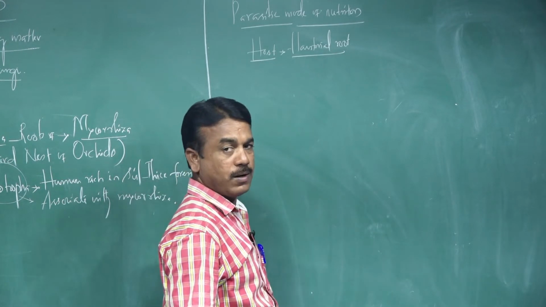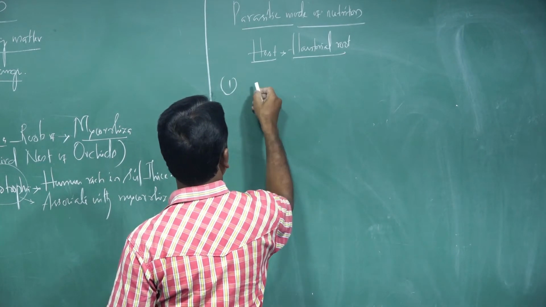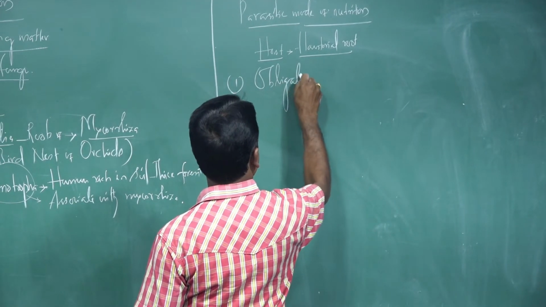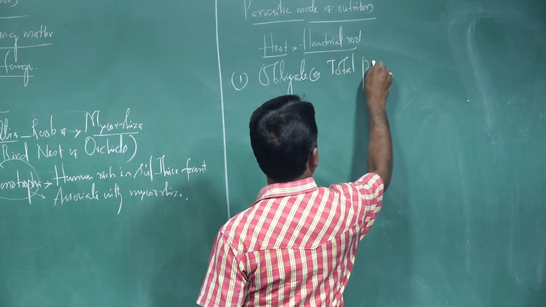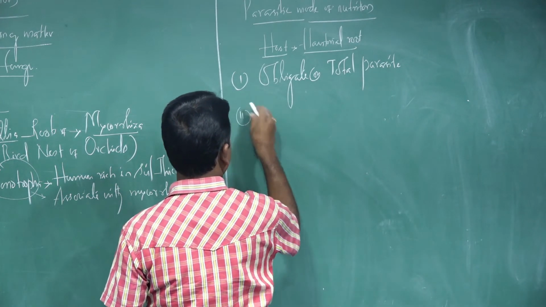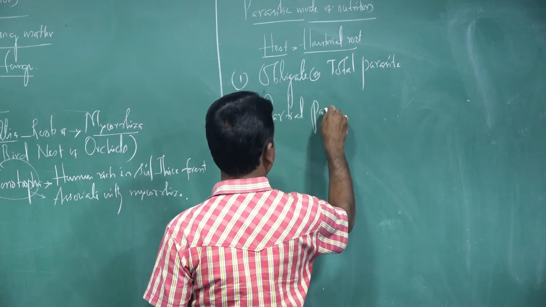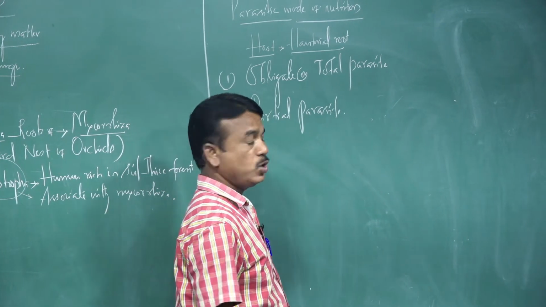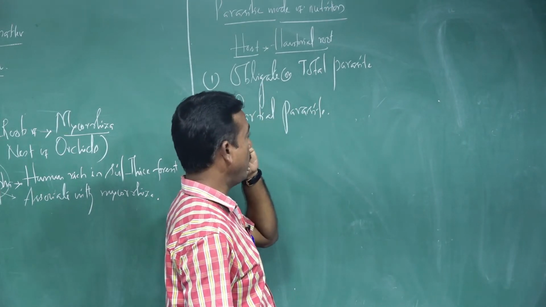So based on the nature, parasites can be classified into two types. One is called obligate or total parasite. The second is partial parasite. So what is the meaning of obligate? Completely, fully, that is commonly called a total parasite.